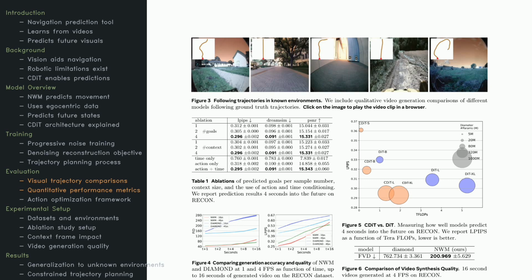Figure 5 shows how Conditional Diffusion Transformer stacks up against another model, DiT, highlighting that Conditional Diffusion Transformer gets better accuracy with less computation. So it finds a neat balance between power and efficiency.